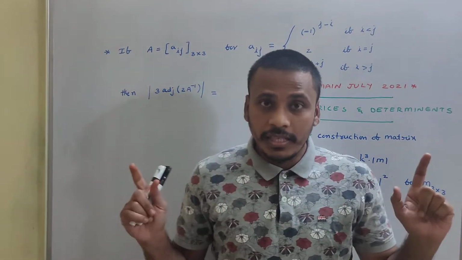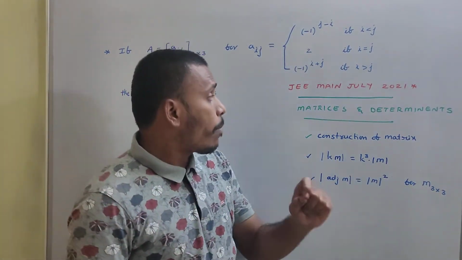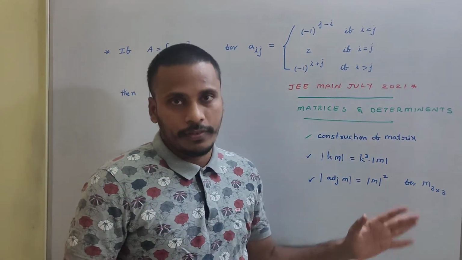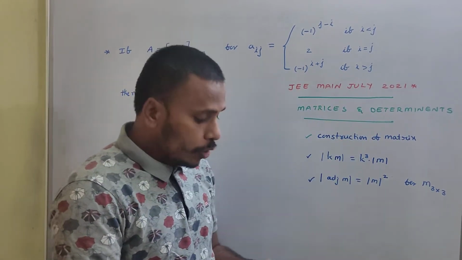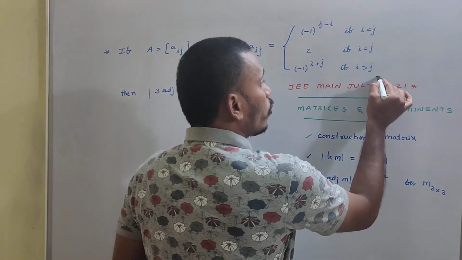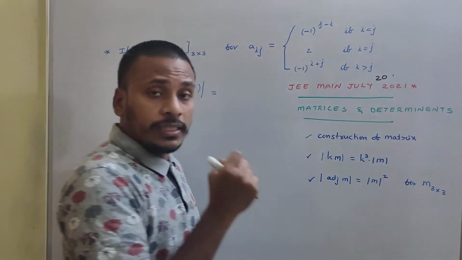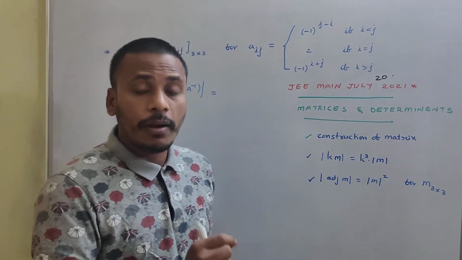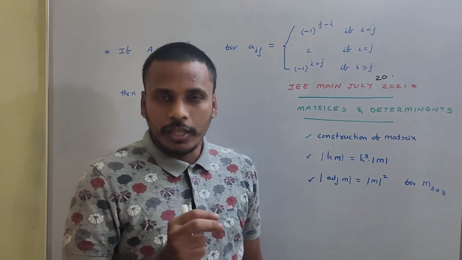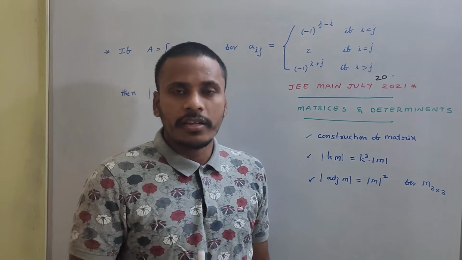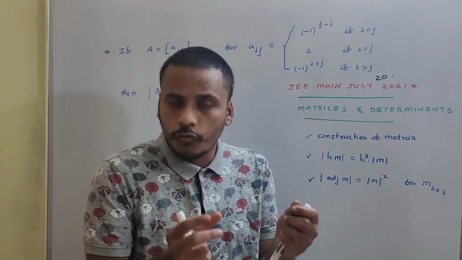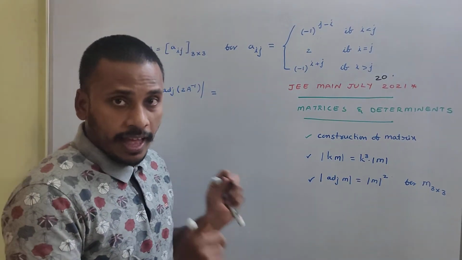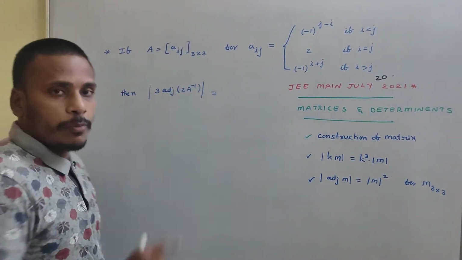Hello students, this is another question from matrices and determinants asked in JEE Main July 2021. See, this question is from July 20th, 2021. So, third attempt, first day, second shift question from matrices and determinants. The question is very easy and it is actually a formula based conceptual question. Have a look. First of all, this is the problem.